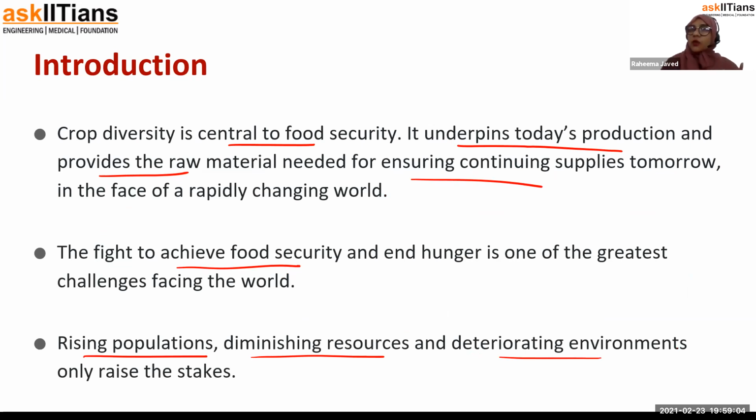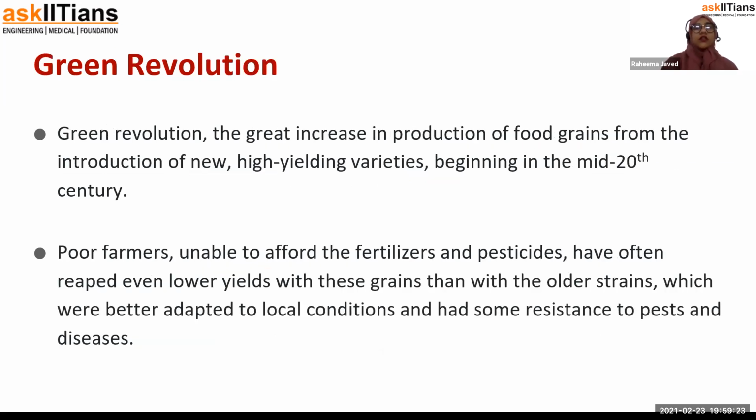So you understand why we are studying this topic. It is not just a topic, it is much more than that. And we are going to learn it and fix it in our mind after we end this chapter. So let's begin with the first and foremost, the Green Revolution.